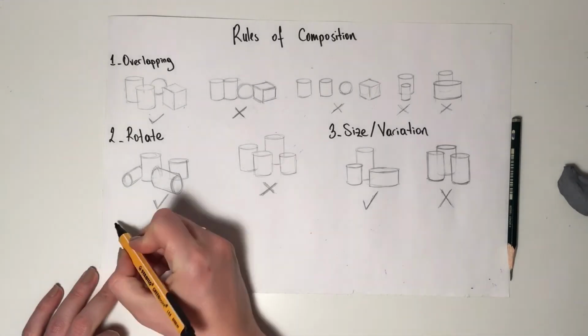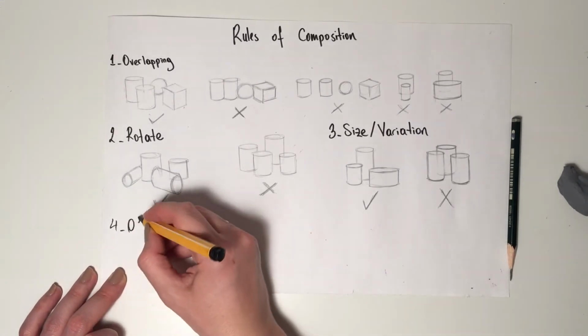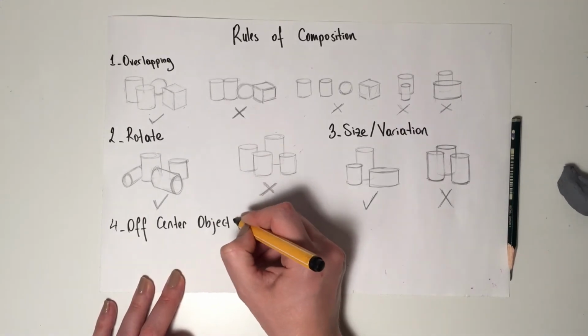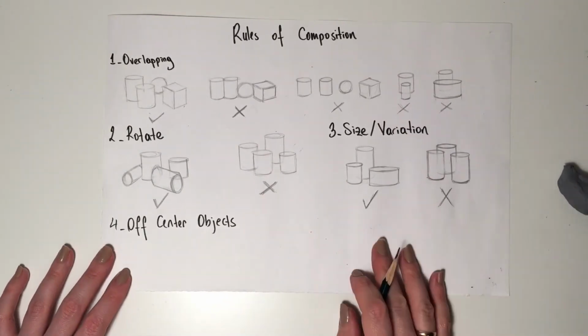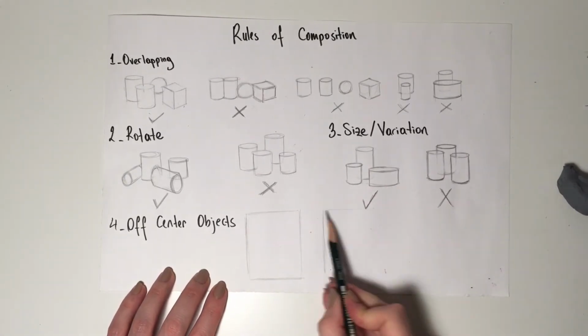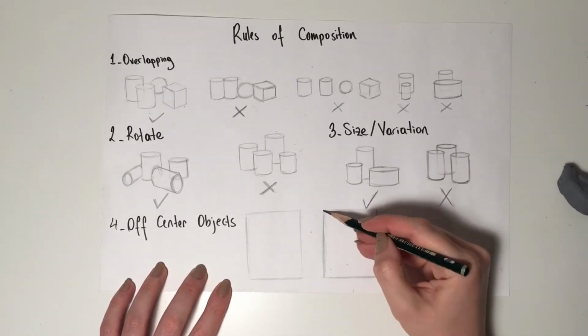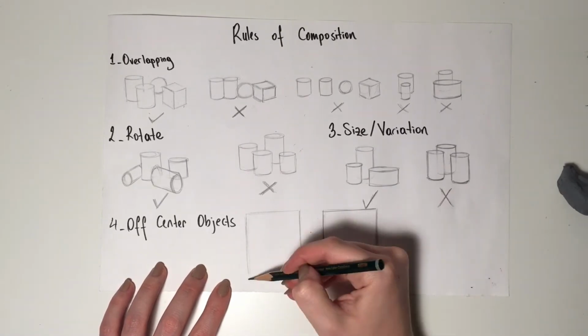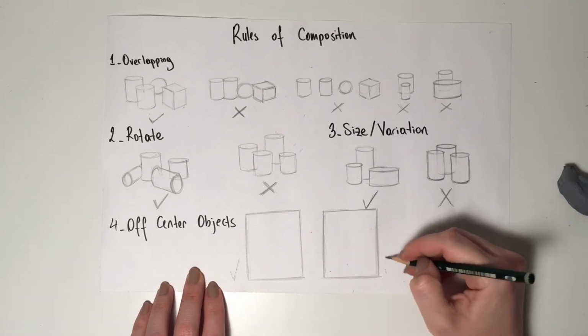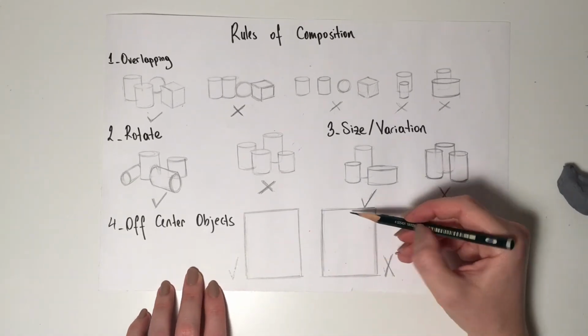Okay, our fourth and last rule, off-center your objects. Here I'm going to draw you two rectangles. You can imagine them as your sketchbooks or your papers to show better how to off-center objects. Again, I'll show you how to do it and how not to.